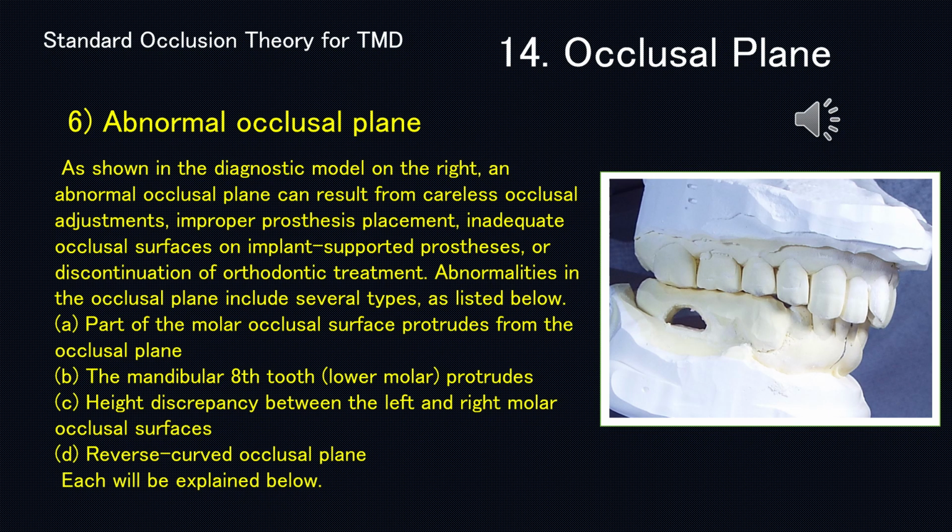A. Part of the molar occlusal surface protrudes from the occlusal plane. B. The mandibular eighth tooth lower molar protrudes. C. Height discrepancy between the left and right molar occlusal surfaces. D. Reverse curved occlusal plane. Each will be explained below.